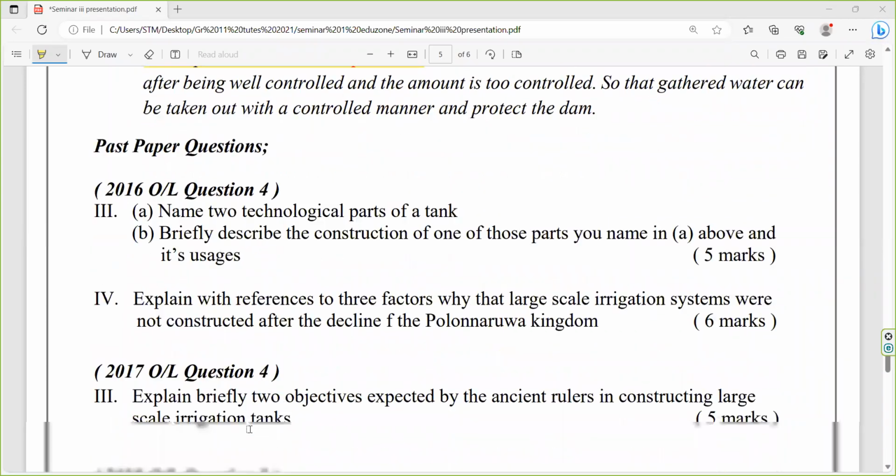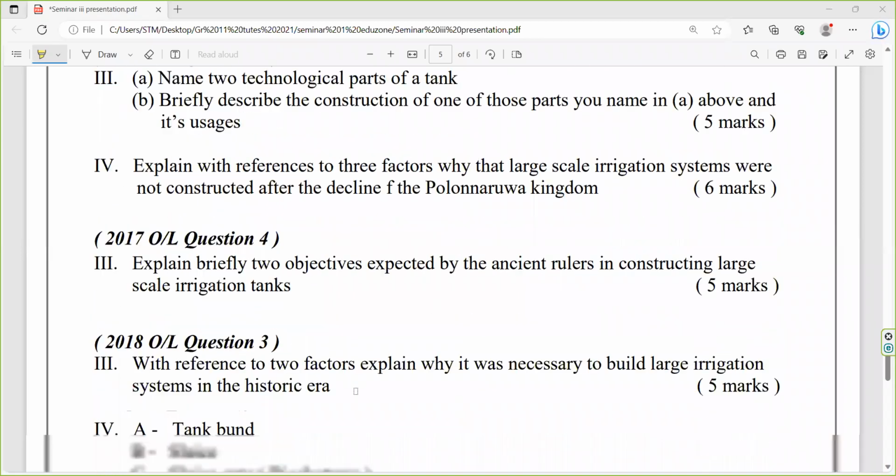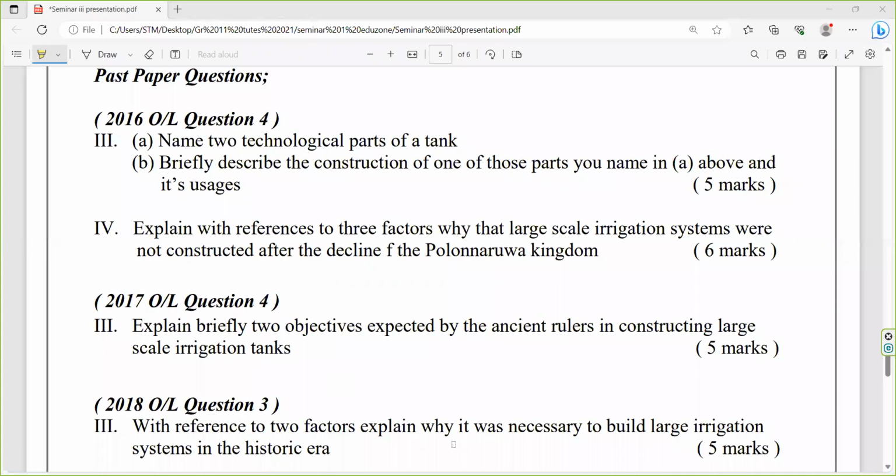Okay, we'll see the other question, 2017. Explain briefly 2 objectives expected by the ancient rulers in constructing large-scale irrigation tanks. Directly they have given it: to explain. How many marks? 5 marks. 2018 question: with reference to 2 factors, explain why it was necessary to build large irrigation systems in the historic era. Once again, asking the objectives of constructing tanks. This is 2018. 16 given, 17 given, 18 given.